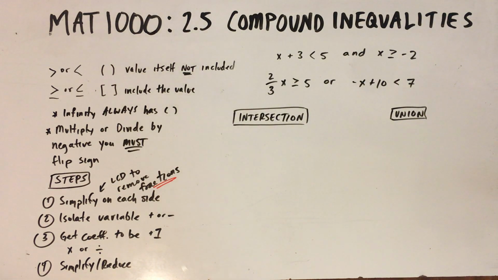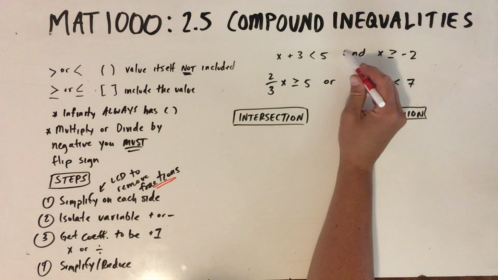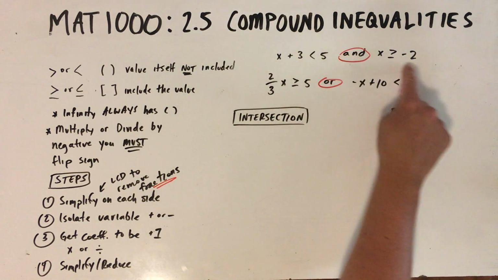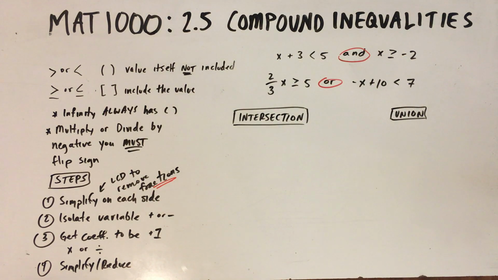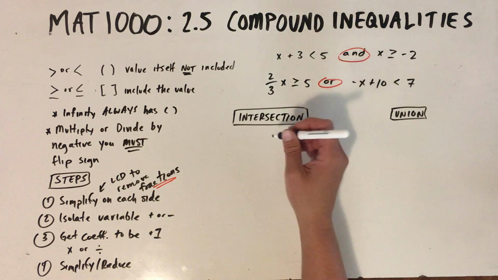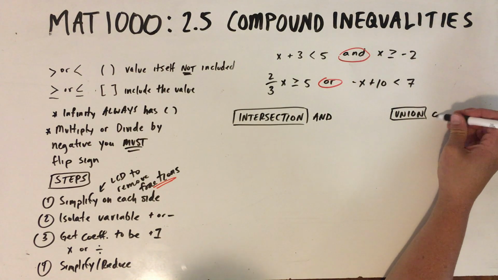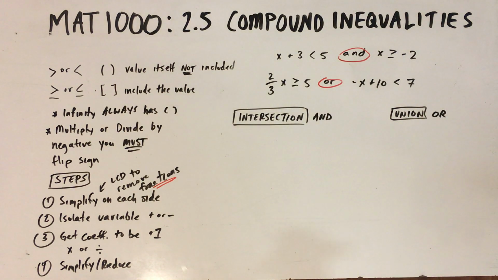So what we want to start out with is, what is a compound inequality? A compound inequality is an inequality that uses the words "and" or "or." Okay, so this is a compound inequality, and this is a compound inequality. When we're talking about inequalities, we've got intersections. Intersections use the word "and," unions use the word "or."